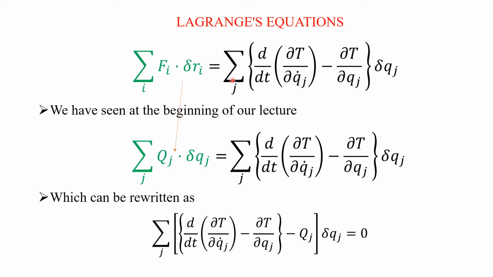Just now we have arrived at this expression, and also you remember that at the beginning of my lecture, I have shown that summation over i Fi dot delta ri is equal to summation over j Qj delta qj, where Qj is the generalized force or conservative force. So which is equal to this one, which can be rewritten as, see, I can bring this to the right hand side. So this will become minus Q, with running index also j, so summation over j minus Qj. Of course I have taken delta qj outside, which is equal to 0.